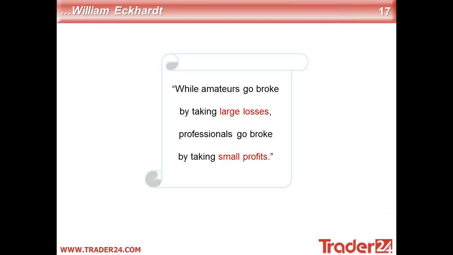Okay, so a quote here: while amateurs go broke by taking large losses, professionals go broke by taking small profits. That's what I was talking about earlier. What we need to do is cut our losses short and let our profits run. If you can, try to run your profit to loss at about 3 or 4 to 1. That way at least we can get 2 trades wrong, and the next trade will be profitable, and we'll still come out with money. So we need to try and get our head around that.